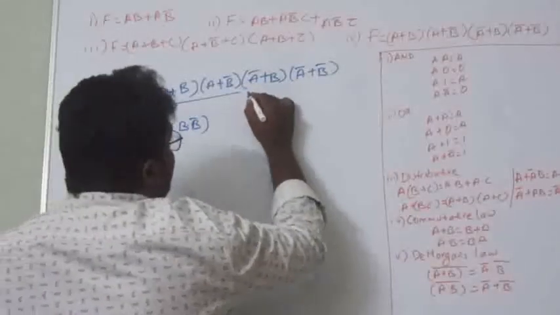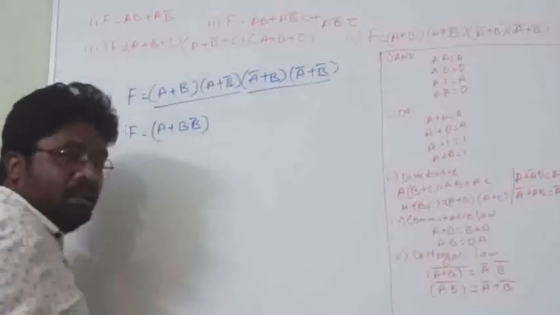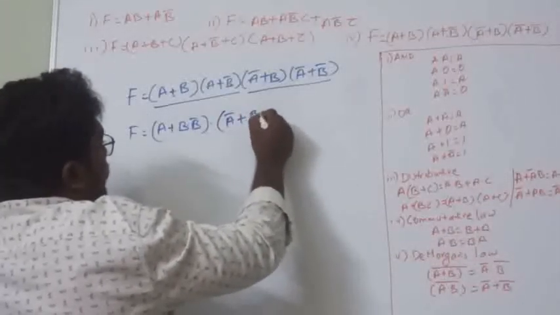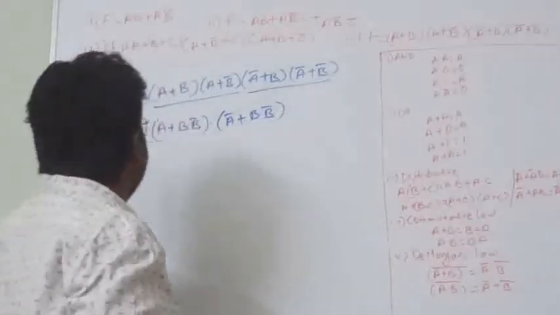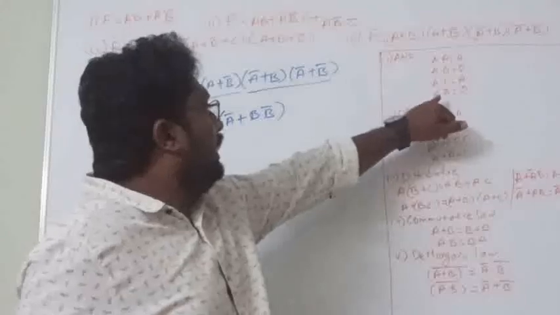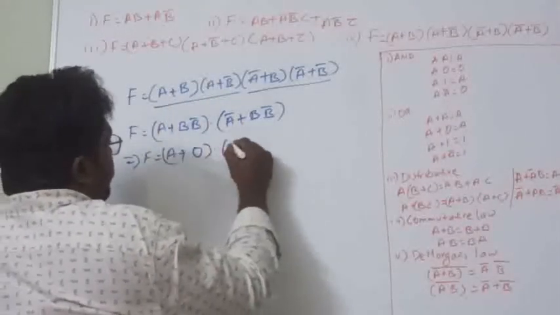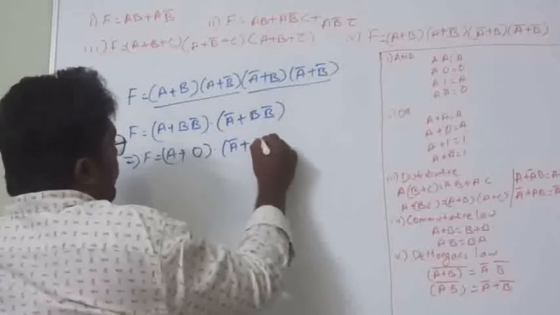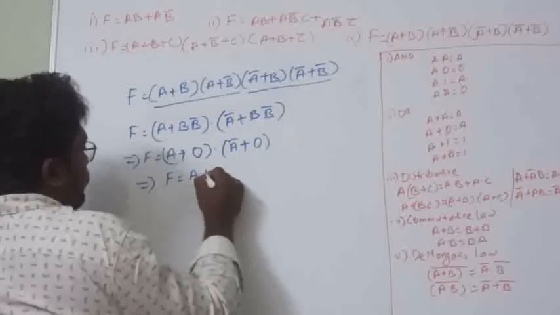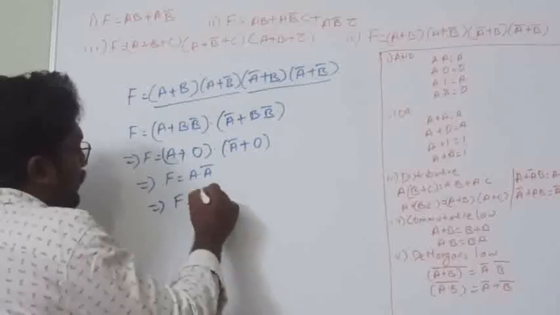And again if we observe both these expressions, we are having A bar as common, and again here we are applying the distributive law, that is A bar plus B into B bar. So the function F is equals to A plus B into B bar means it will become 0 into A bar plus B into B bar is again 0. So that implies F is equals to A into A bar. So the function F will become 0.